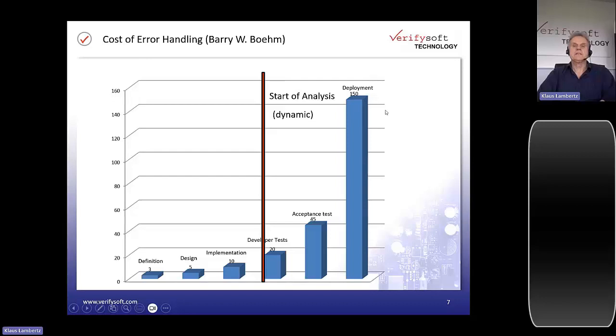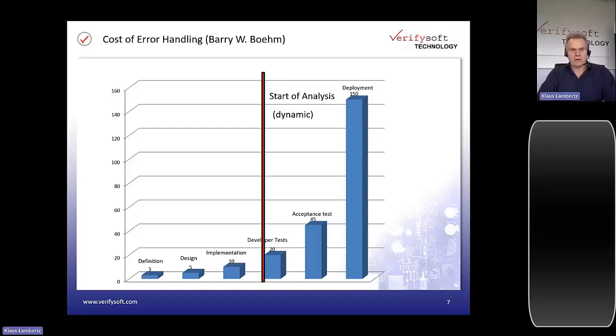And the worst case is when the error occurs after delivery to the customer. When, for example, a car manufacturer has to recall all cars, or for an aviation provider, all the planes, the aircraft cannot fly. This is very, very expensive. So what does it mean? The earlier I test, the earlier I find the error, the better it is.